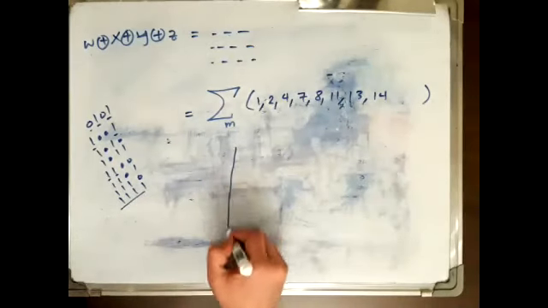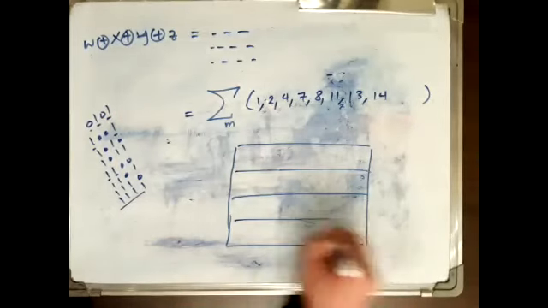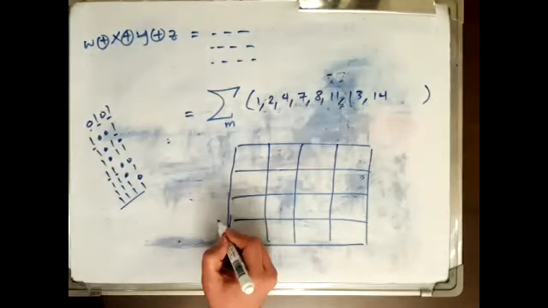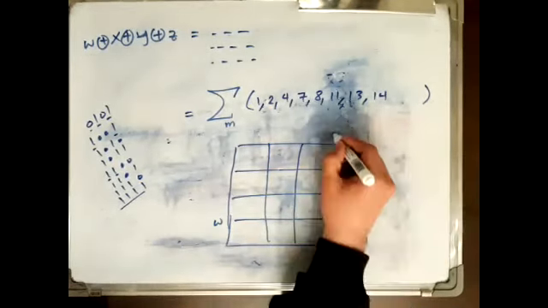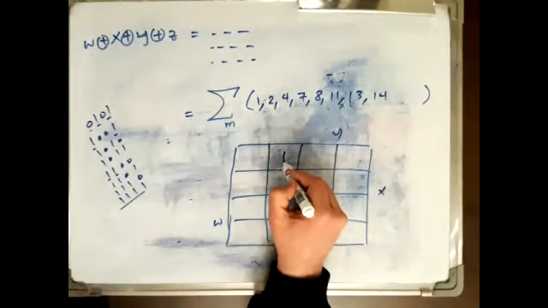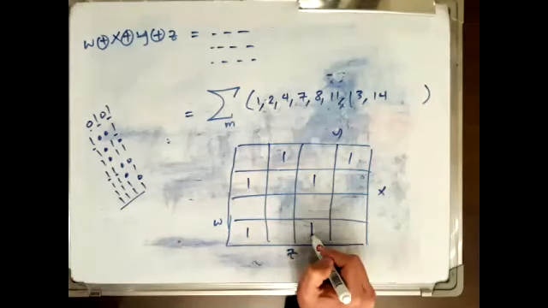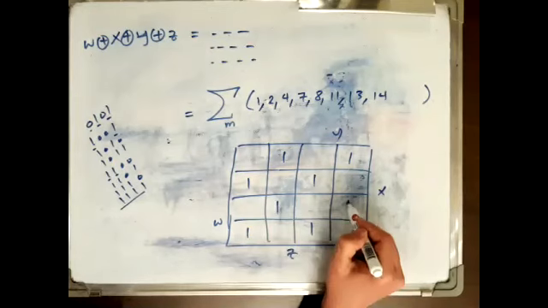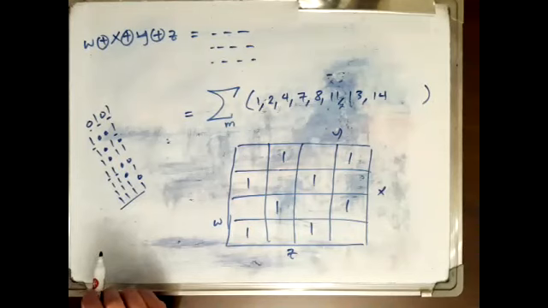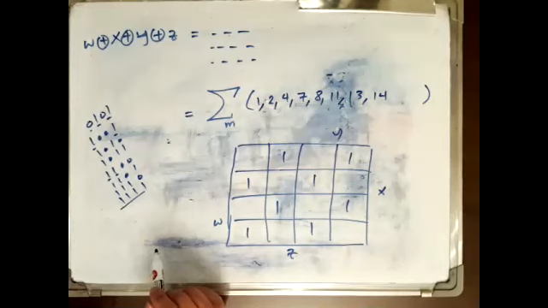If you draw the K-map of this, which is W, X, Y, Z, we have min term 1, min term 2, min term 4, min term 7, min term 8, min term 11, min term 13, min term 14. So this is the K-map. And if you look at the map, you can't combine any of these ones with other ones that are on the map.